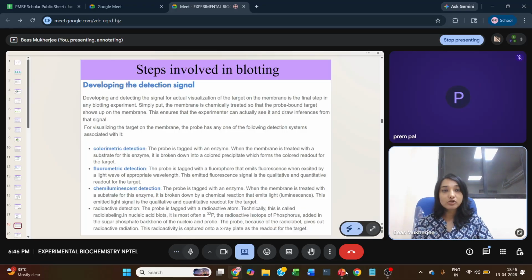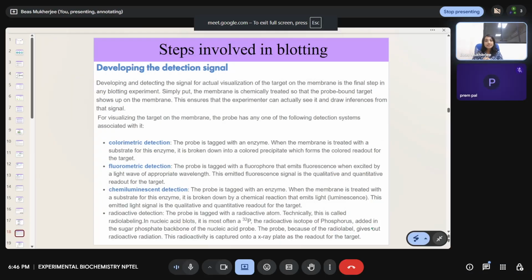So we will look at that now. Developing the detection signal. So developing and detecting the signal for actual visualization of the target on the membrane is the final step in any blotting experiment. Simply put, the membrane is chemically treated so that the probe bound target.